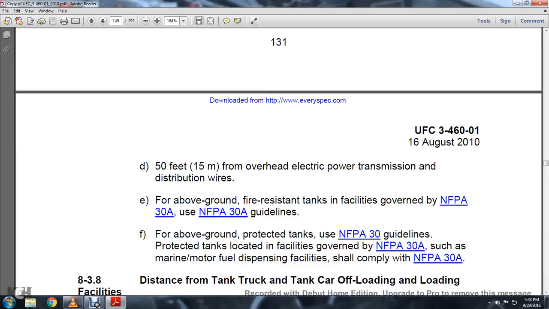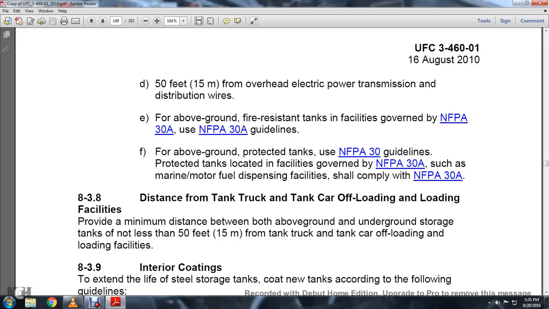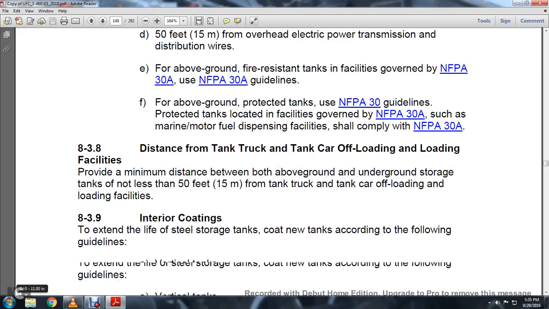For aboveground protected tanks, follow the NFPA 30 guidelines. Protected tanks located in facilities governed by NFPA 30A, such as marine motor fuel dispensing facilities, should comply with NFPA 30A. 8.3.8 Distance from the tank to the truck and tank car offloading and loading facilities: provide a minimum distance between both aboveground and underground storage tanks and the truck and tank car offloading and loading facilities of not less than 50 feet.